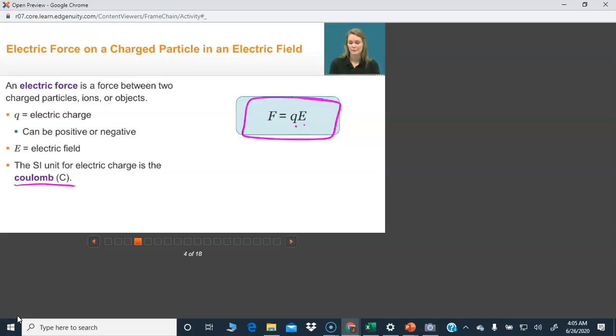So we have force equals charge in coulombs times our electric field, which was newtons per coulomb. So you can see the coulombs cancel and we end up with newtons of force. This same formula can also be used to determine the strength of an electric field by rearranging to solve for E, or you can rearrange to solve for charge.